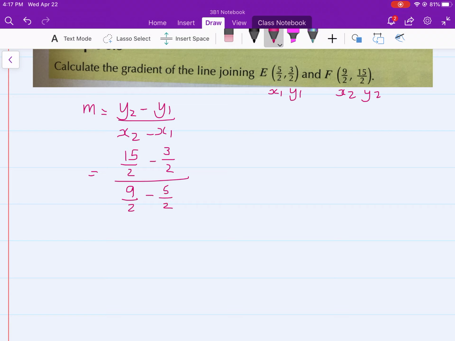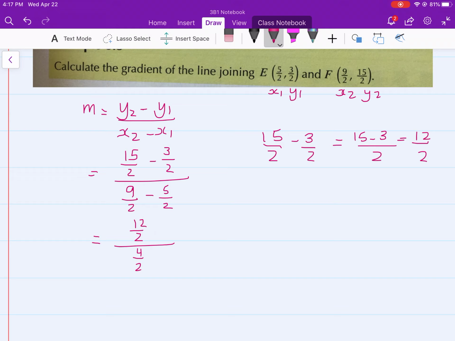Now, as you can see, both on top and at the bottom of the fraction, we have a common denominator already. So 15 over 2 minus 3 over 2 gives us 12 over 2. As you can see, the common denominator is already in the question. So because 2 is a common denominator, I can take away 3 from 15, and that will give us 12 over 2. So on the top, I'm going to get 12 over 2, and using the same method at the bottom, I'm going to get 4 over 2.